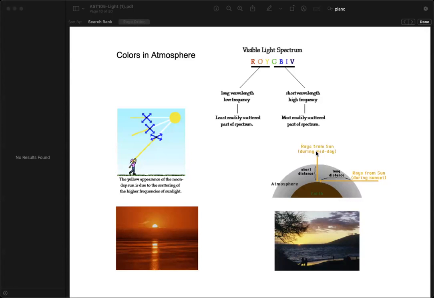At midday, when the sun is overhead, the light has to travel only a short distance, so only some of the blue portion is removed from it. But at sunset, the light has to travel a longer distance. And in that time, much more of the green, blue, indigo, violet is removed from the light, and so the contribution of red, orange, yellow is much higher. And that's why the sunsets look red. Okay, so you should understand that.